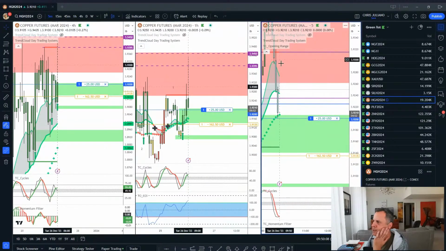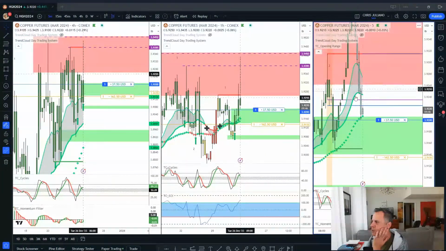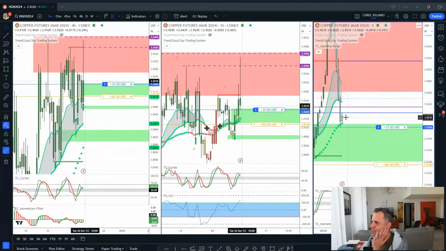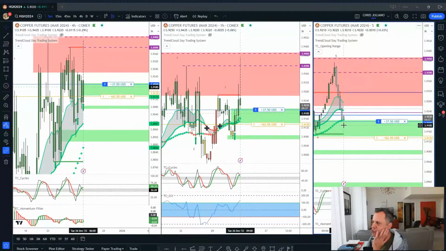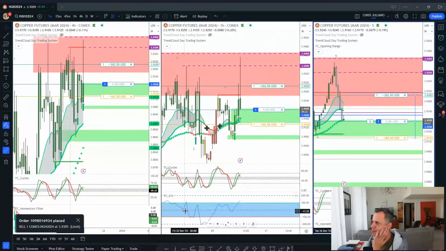Now, in order for this 5-minute to recalculate, it's really got to break below here. So if we get a move out without a recalculation, I'm going to take targets, right? Because this stuff is expensive. 162, 262. There's 2 to 1 right there.